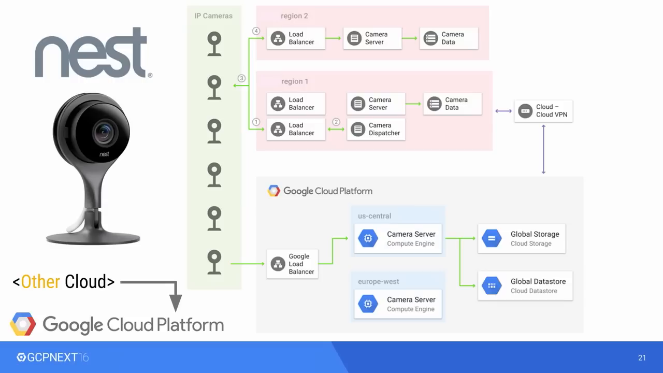In contrast, the cameras that are now connecting to Google Cloud Platform use our global load balancing service to immediately reach the regional server that they ultimately stay connected to. And the data from that server is stored in services with global storage scope. So they avoid the complexity of needing to synchronize data across regions and get that global availability.